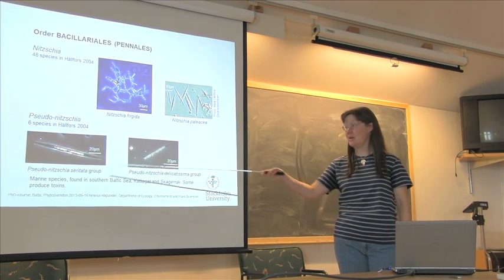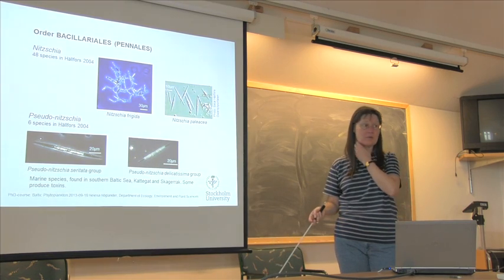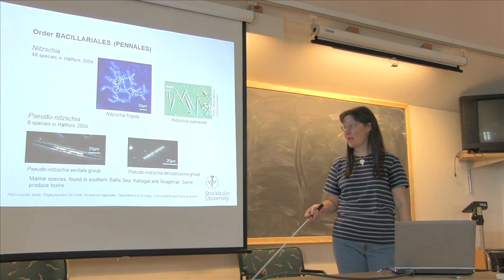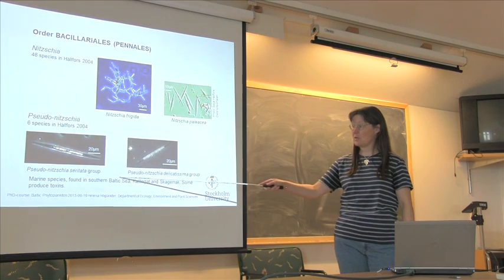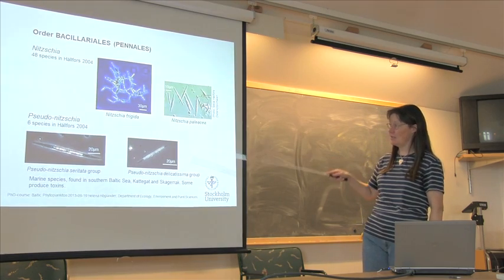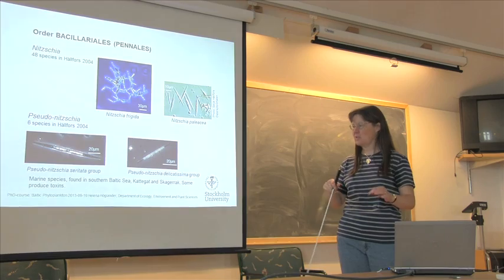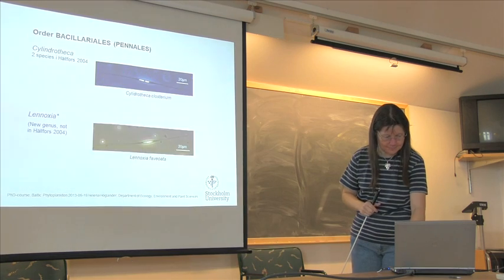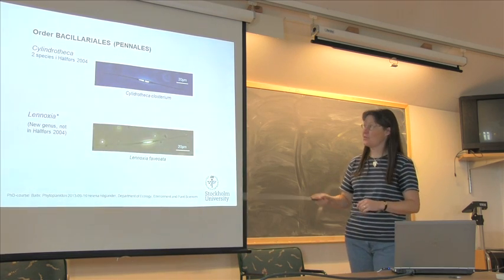So these are a group that are usually monitored for toxicity on the Swedish west coast. And they can form large colonies. They are attaching to the sides, so they can be, or not colonies, but long threads of cells. And some other forms of diatoms.